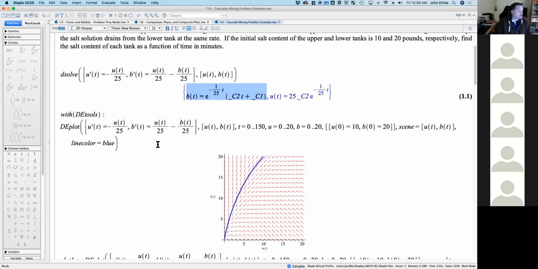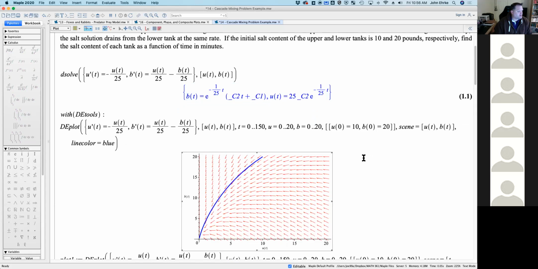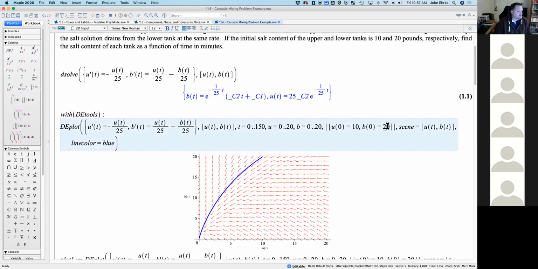You can see that I've created the phase plot. So this is the phase plot that corresponds to the initial conditions 10 and 20. So the upper tank begins at 10, the bottom tank begins at 20 pounds. Over time, eventually both tanks go to 0. And it should make sense physically that both tanks will eventually have 0 pounds of salt in them, because remember, pure water is flowing into that top tank. So eventually the pure water that's flowing into that top tank is going to wash out all of the salt from both tanks over time.